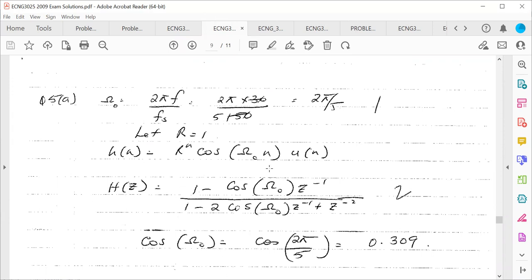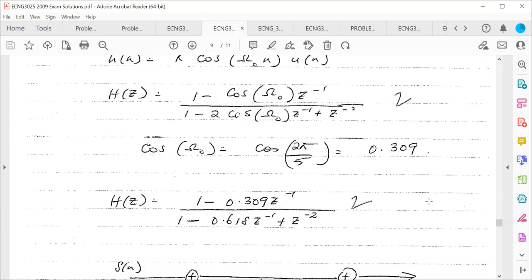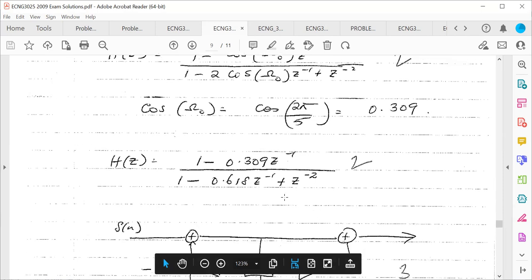This is the Z transform of r^n cosine(omega naught n). Of course, to get a continuous sinusoid that doesn't decay, the amplitude coefficient r to the power n has to be 1. r has to be 1. So it's really just cosine(omega naught n). Omega naught is 2 pi f over fs. You're given that f is 30, which is what you want, and that the sampling frequency is 150. So omega 0 was 2 pi over 5. You substitute it inside here, and you get 0.309, so that H(z) was the transfer function for it.